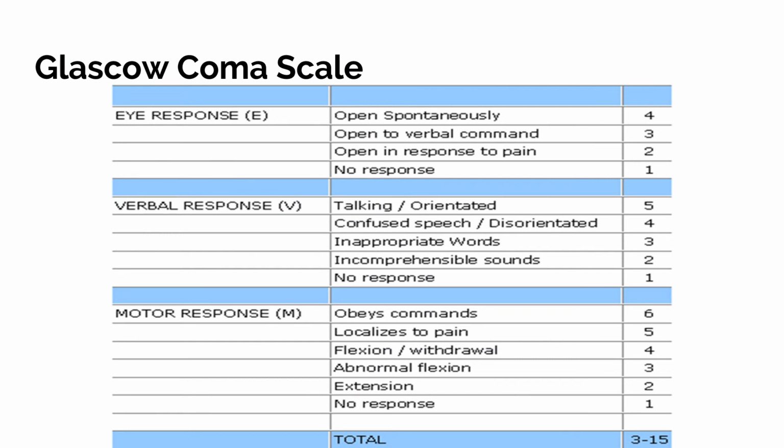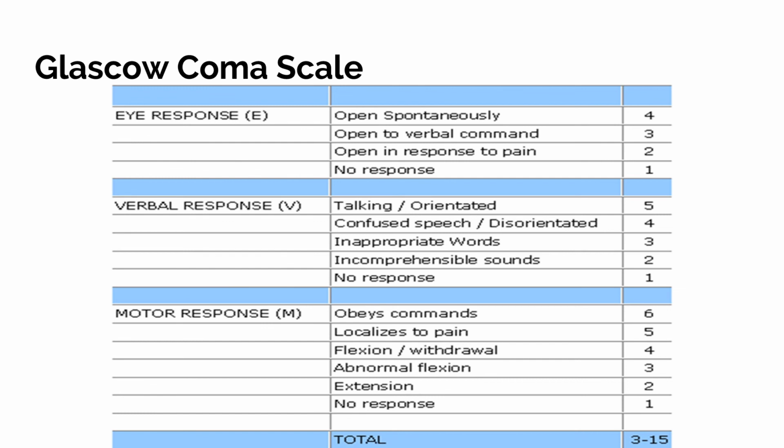Glasgow Coma Scale, just to be aware, it's something that they can measure. It's something that the nurses do as part of their assessment. And you may hear them refer to a number, so you're at least a little bit familiar with what they're talking about. They give everything a score. If their eyes open spontaneously, that's a 4. If they only open to a verbal command, that's a 3. Open in response to pain, that would be a 2. And if they don't open at all, that's a 1.